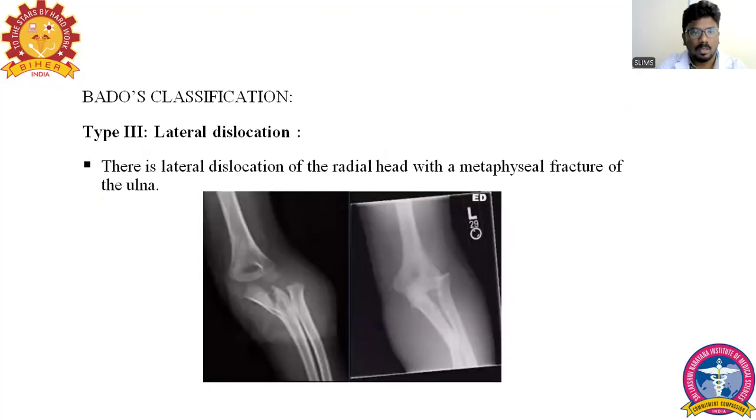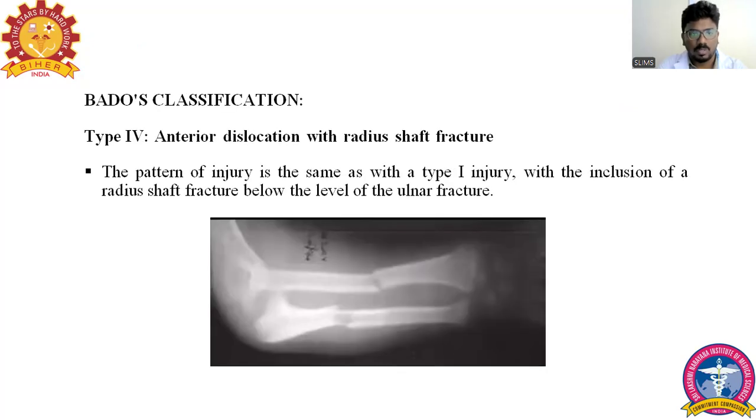Okay. Coming to the third type, here there is a proximal one-third shaft of the ulnar fracture along with the lateral dislocation of the radial head. As you can see, in type 1, there is an anterior dislocation of the radial head. In type 2, there is a posterior dislocation of the radial head. Here in type 3, we can see there is a lateral dislocation of the radial head. Type 4, there is an anterior dislocation along with the radius shaft fracture.